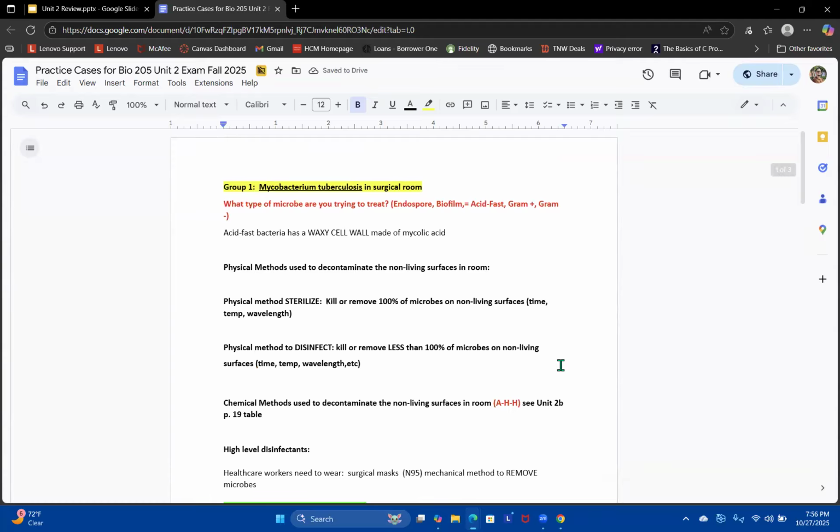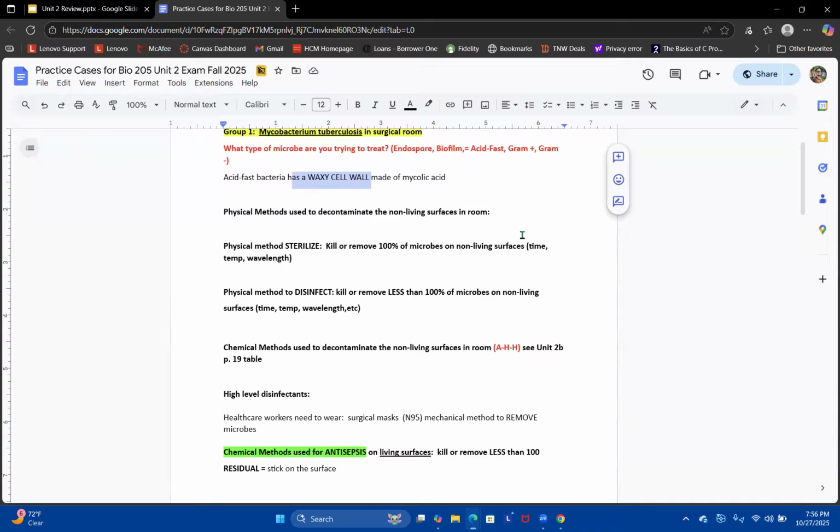So when you work these cases, this is going to look very similar to your case studies on the exam, where you're going to be given an example, like, Mycobacterium tuberculosis in a surgical room, and you're going to want to say, okay, what type of microbe is this? So tuberculosis is an acid-fast bacteria with a waxy cell wall. And I gave you all this already, so you don't have to go find it yourself. Then your next questions that come off of the exam, and these are probably going to be typed questions, if you're listening to this, just prepare for that.